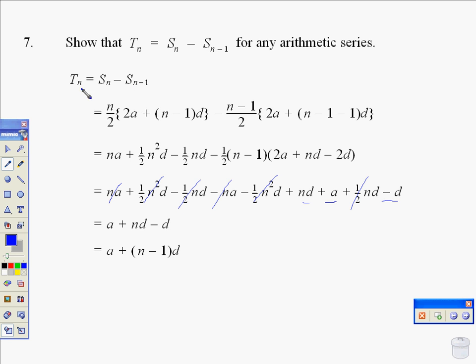So the idea, if we take the nth term to be the sum of the first n terms, so we just apply the formula, and the sum of the first n minus 1 terms. So instead of having n, we've got n minus 1 in there. But again, we've applied the formula for the sum of n terms. And then it's just a lot of algebra, and it's a little bit tricky algebra. So you're doing the multiplication of the brackets out. So the n on 2 times 2a gives us just na.